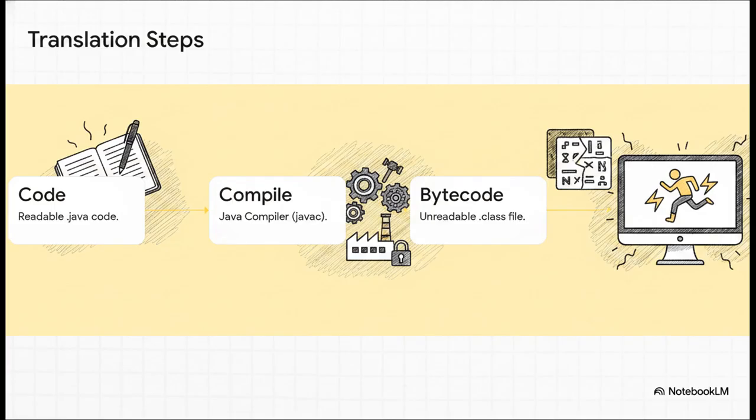Here's what actually goes down. Step 1. You, the programmer, write your highly readable English-like code and save it as a .java file. Step 2. You pass that file through the Java compiler, specifically a tool called javac. Step 3. The compiler translates your entire script and creates a brand new file with a .class extension. This new file is called bytecode. Finally, in step 4, you hand that bytecode over to the JVM to do the actual execution.